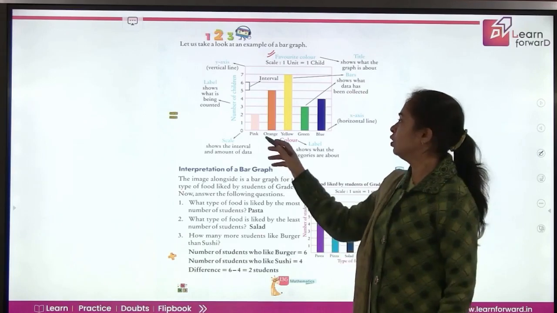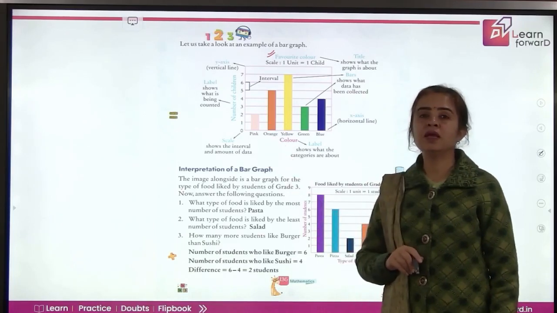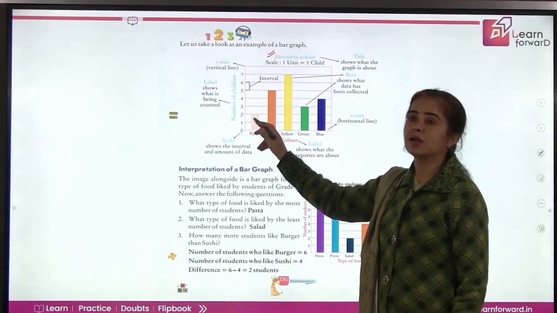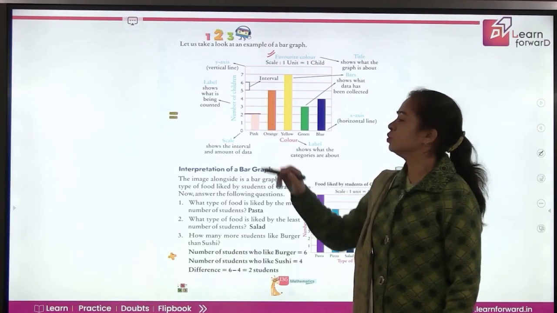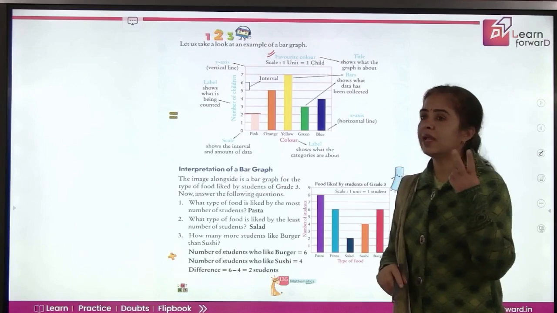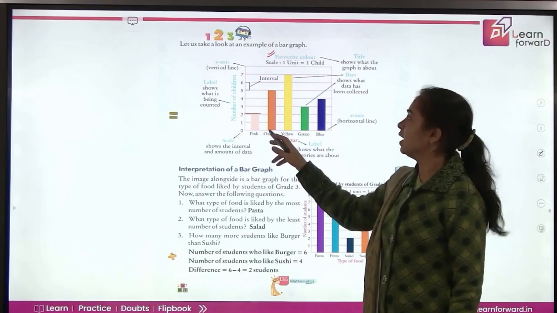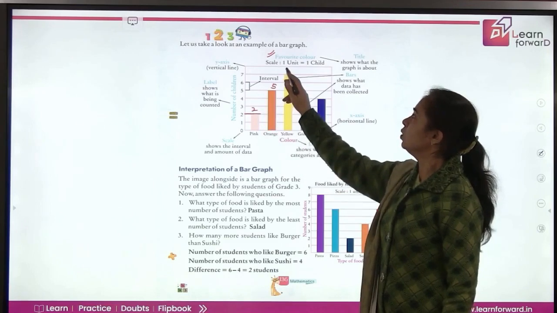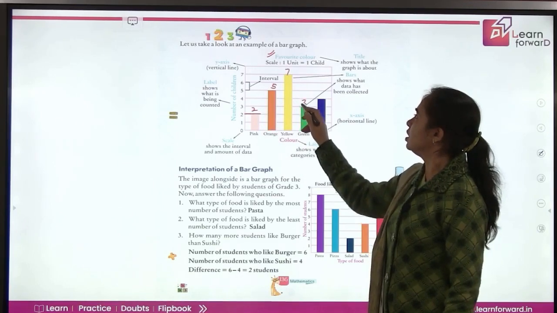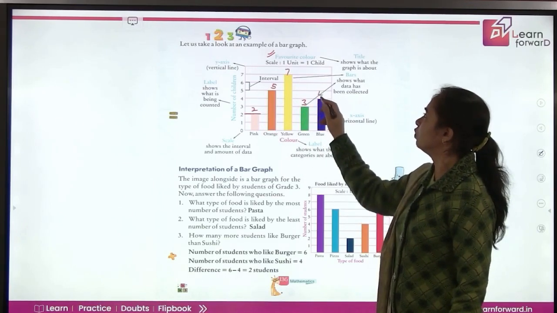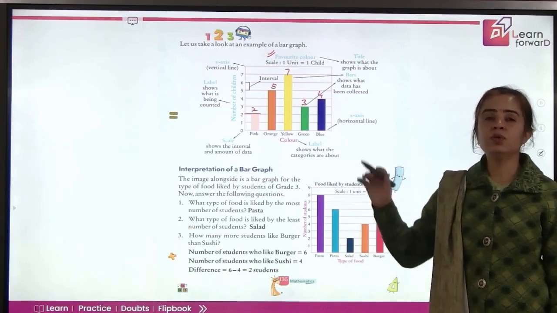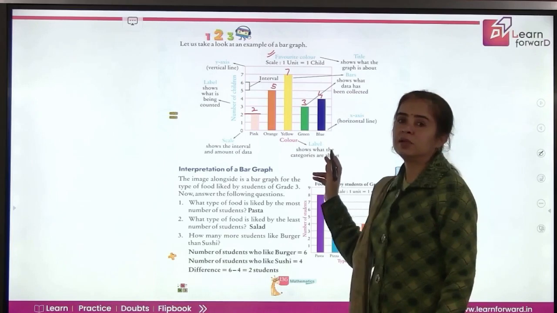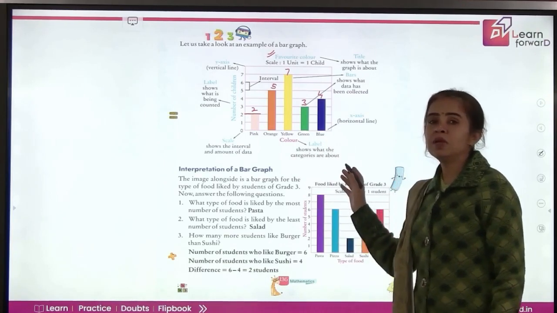So if I want to see how many children like pink color, you will just see what is the height of this bar. It goes up to 2. That means just 2 children like pink color. Orange is liked by 5. Perfect. Here it is 2. Yellow is 7. Green is 3. And blue is 4. So this is how you get the number for each item here on the sleeping, the horizontal line, right?